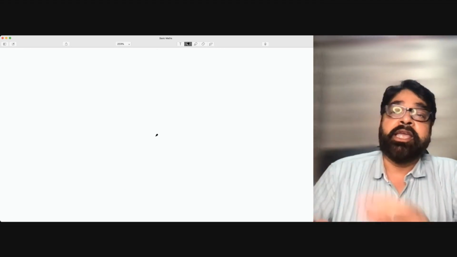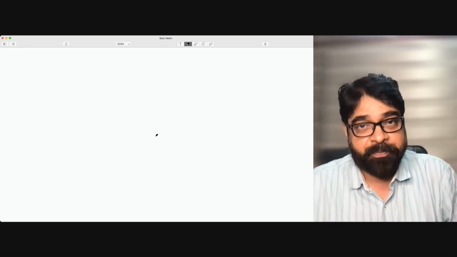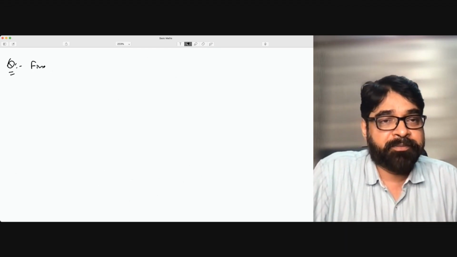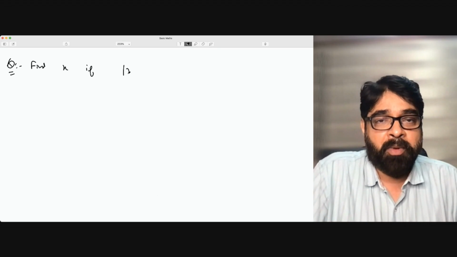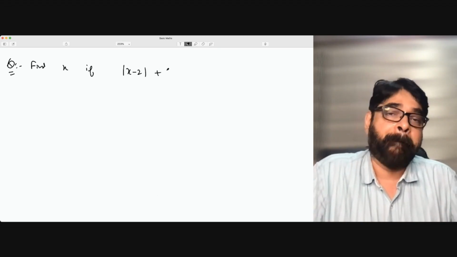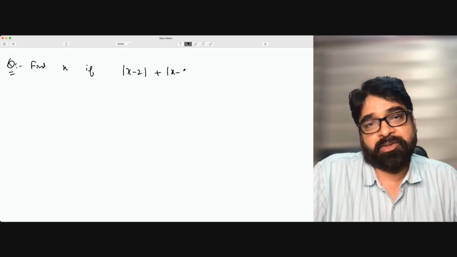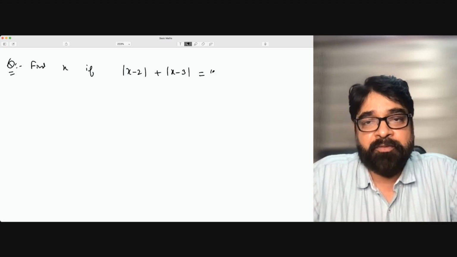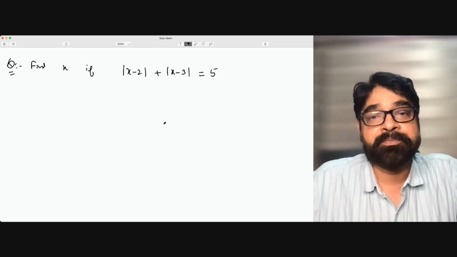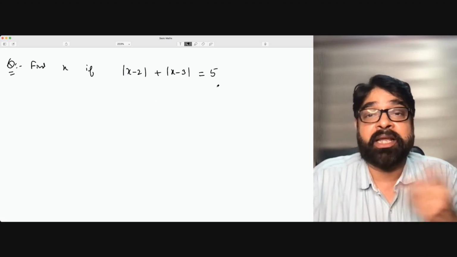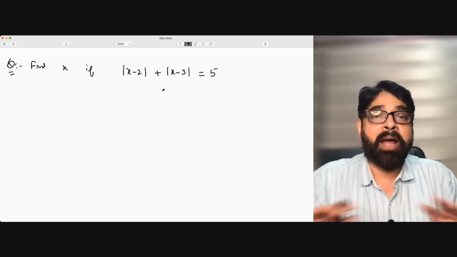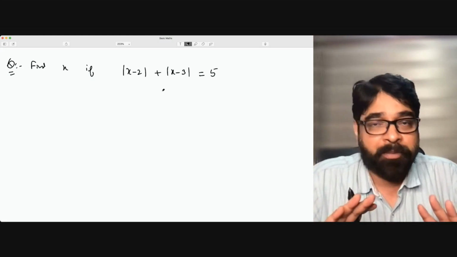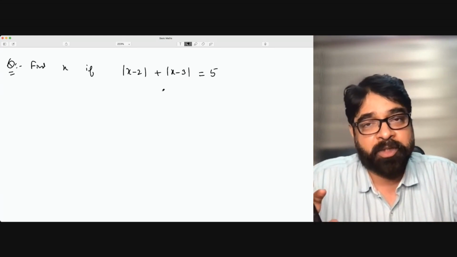What different situation? If mod and everything gets mixed. For example, suppose I ask you to find x if mod of x minus 2 plus mod of x minus 3 is equal to 5, something like this. The problem is that if a single mod is there, I can do it. If a double mod is there, you have to follow certain steps carefully. Only one or two questions I will do, I'm not going to do more questions. You have to understand carefully.